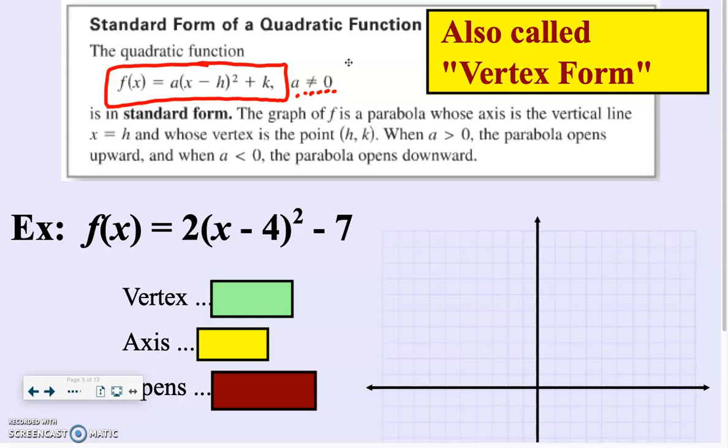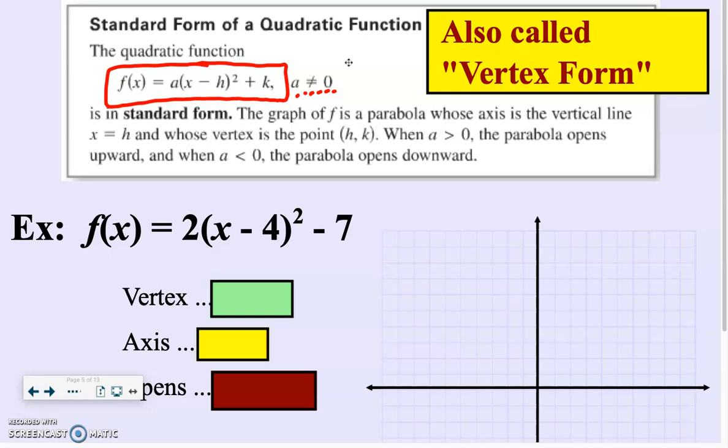hk is going to tell you where the vertex is. A is going to tell you which direction. If it's positive, just like your parent function, it opens up. If it's negative, we're flipping over the x-axis, so we're pointing downward. Same deal with a greater than 0, less than or greater than 1; we're thinking about vertically stretching, shrinking, stuff like that. One of the keys there is that we don't want to think too hard about it. If a is positive, we're opening upward.